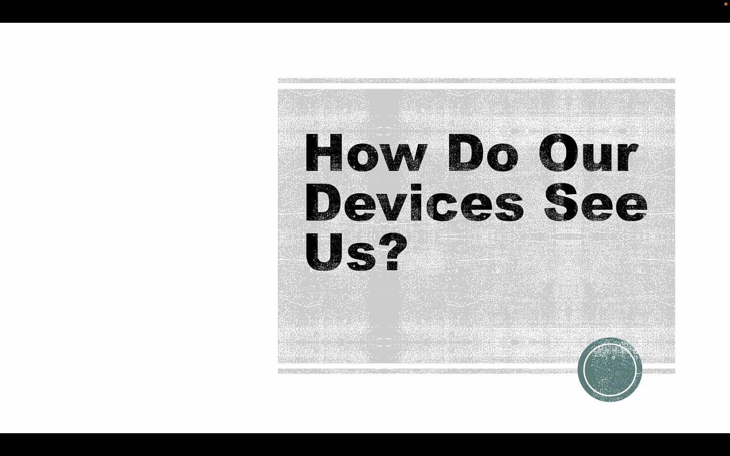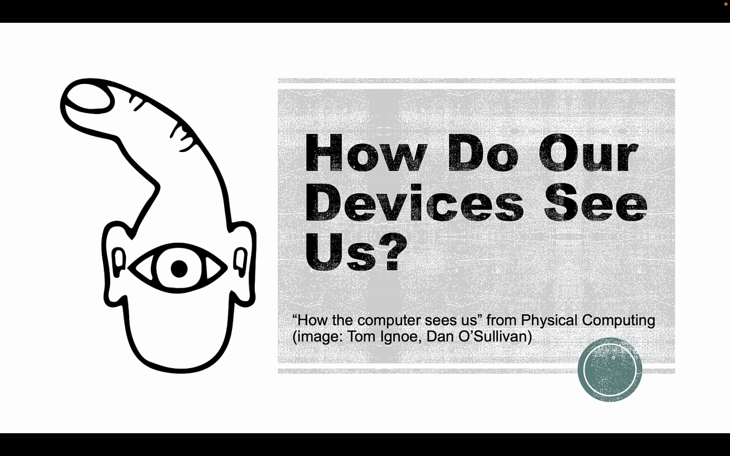But the idea is to think about, based off of the inputs and outputs of how we communicate with our devices, what could the device assume about us? And what I really like about this is this came from a textbook that came out, I don't remember the exact year, either in the 90s or the early aughts. But computers and devices were quite different then. And so they came up with this illustration. So this is from Physical Computing, by Tom Igoe and Dan O'Sullivan.